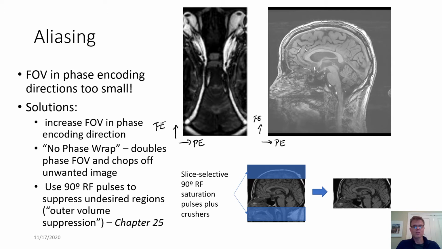Sometimes there's an option called, quote, "no phase wrap." What this is actually doing is doubling the field of view in the phase direction and then just not showing you half of the field of view in that direction. So it increases the scan time. The example illustrated at the bottom, which we're going to go through in more detail in chapter 25, uses so-called outer volume suppression pulses to eliminate the magnetization from certain regions.